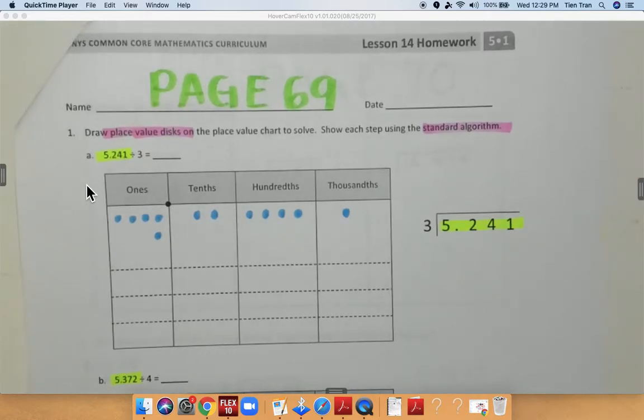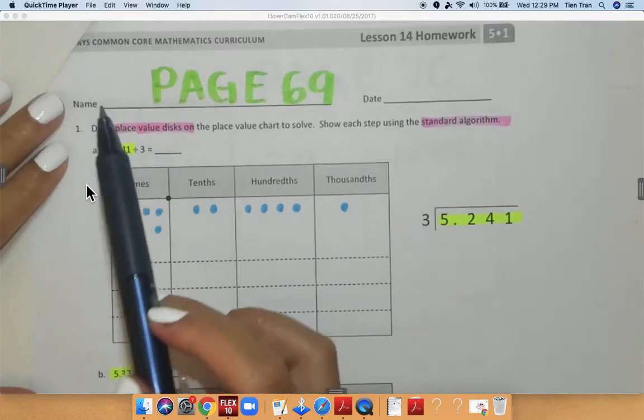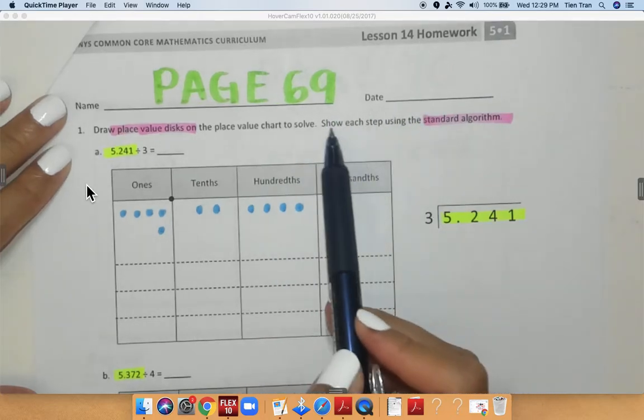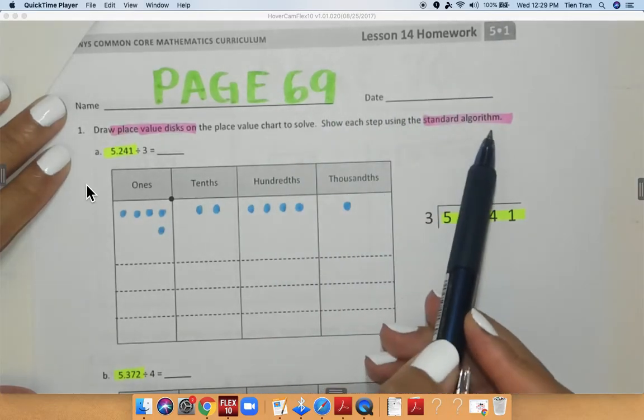Hello, good morning, boys and girls. We are on page 69. Today, the question asks you to draw a place value disk on the place value chart to solve. Solve each step using the standard algorithm.